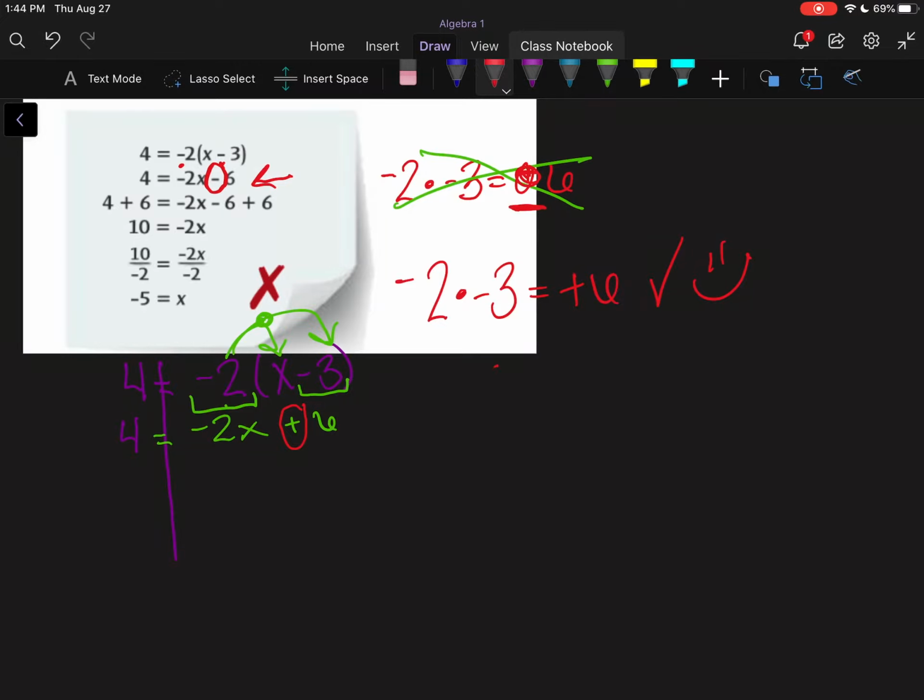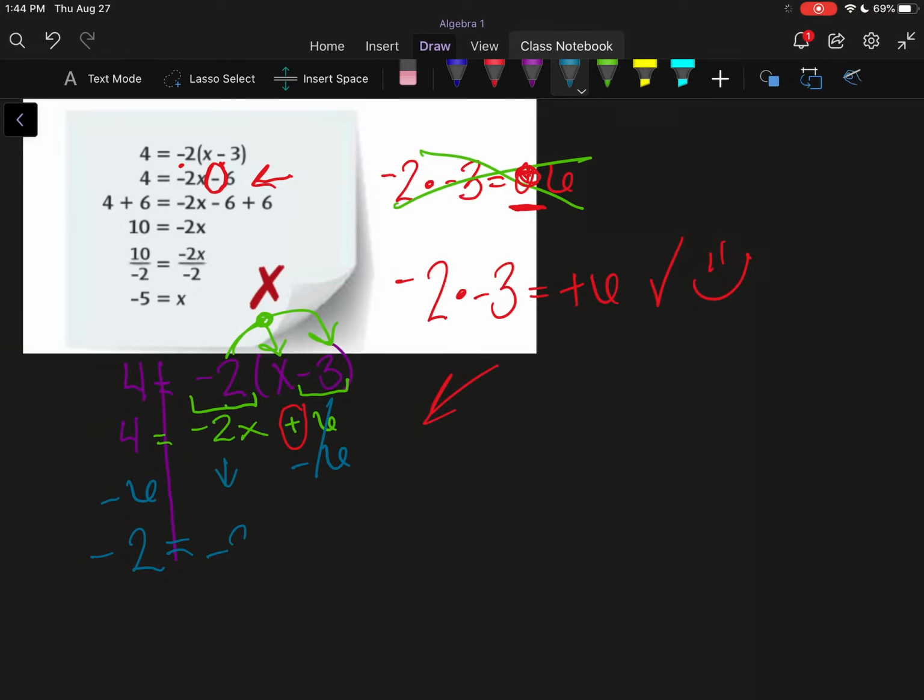Anyway, let's go back into solving our equation. Now we have 4 equals negative 2x plus 6. We're going to use some opposite operations, subtract 6, because we always undo the addition or subtraction first. That's going to add to be 0. 4 minus 6 is negative 2. Did you catch that? Because you have 4, if you take away 6, you're adding negative 2.